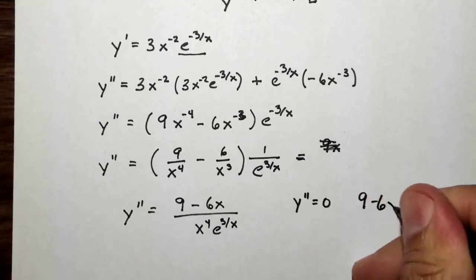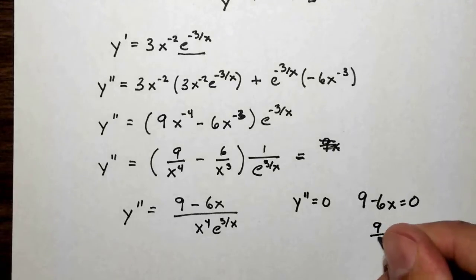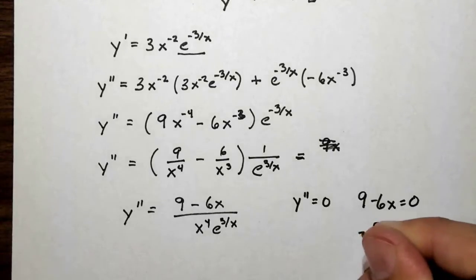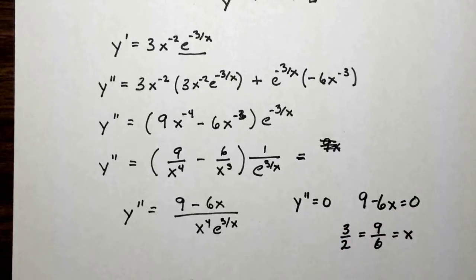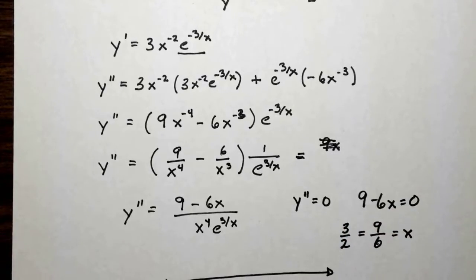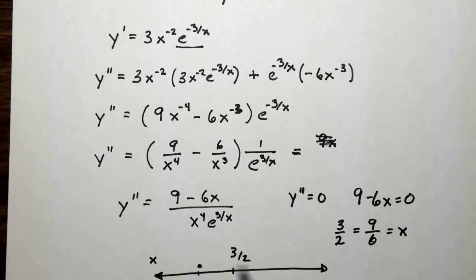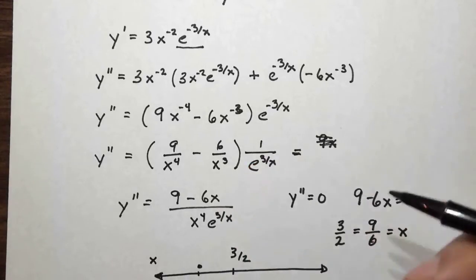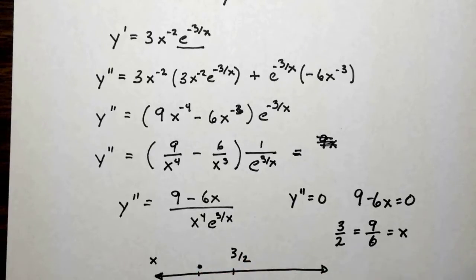So 9 minus 6x equal to 0. We can solve that, and what we get is 9 divided by 6 is equal to x, which dividing by 3 is going to be 3 halves. So if we make a little sign chart here for the second derivative, at 3 halves we get 0, and we just need to find some values to the left and to the right. I'm going to pick 0. If I plug 0 in, well, of course I can't pick 0 because that's where it's undefined. I always like to pick 0.